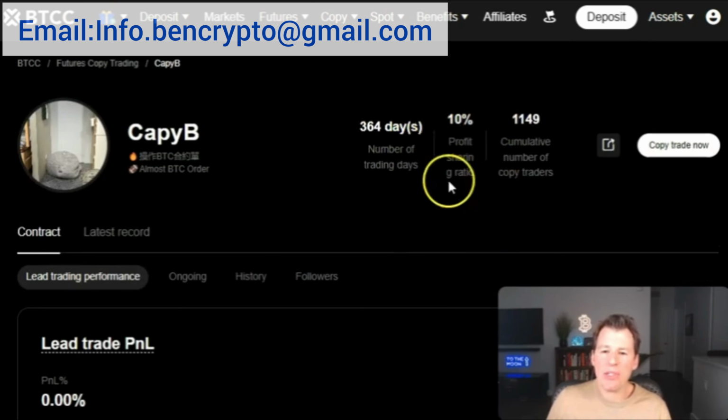Now, he has a 10% profit sharing ratio. Very important metric. What that means is that if you copy trade Cappy B, 10% of all the net profits from those trades specifically, you pay to him as a commission, and you get to keep 90% of the net profits. Now, for most traders on this platform, lead traders, it's either a 10 or 15% commission rate. Those are standard numbers in the industry.